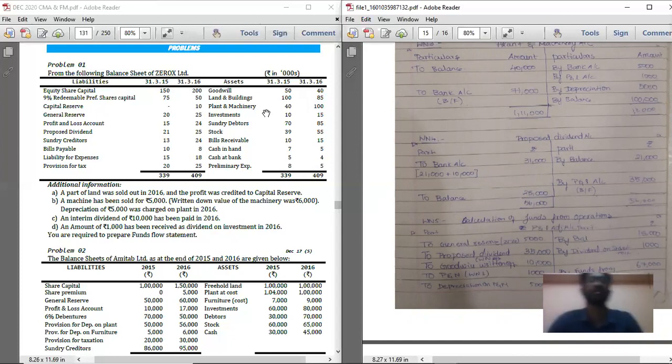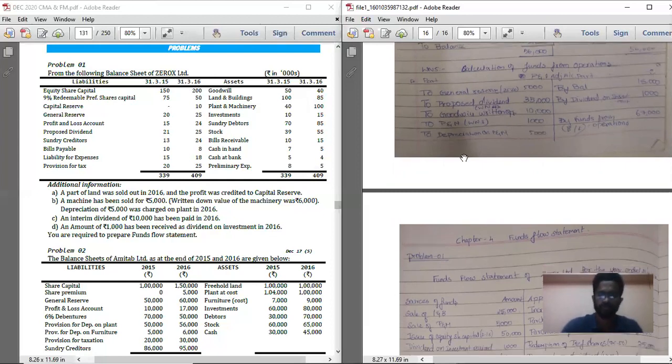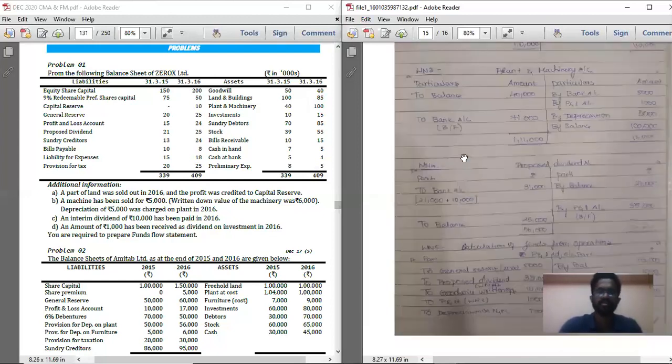When there is profit on sale of machinery, record it on the credit side. When there is loss on sale of machinery, record it on the debit side. Here there has been a loss on sale of plant and machinery of 1,000, so it is debited to the P&L account. That way you calculate the funds from operation. If funds from operation is on the credit side, take it to the source of funds because funds are coming in. If it is on the debit side, take it to the application of funds because funds have been taken out. So that is problem number 1.